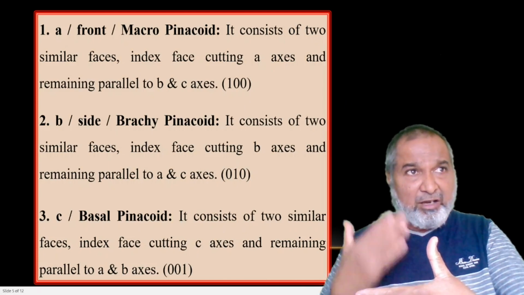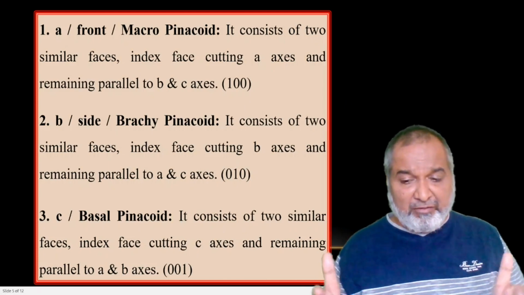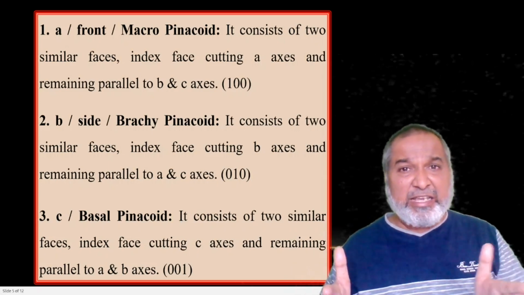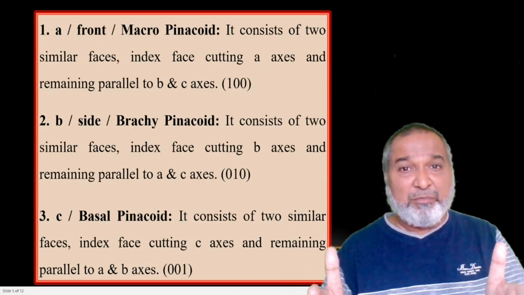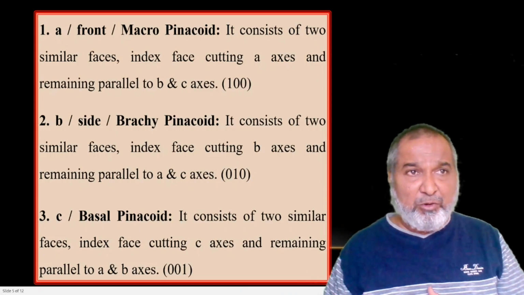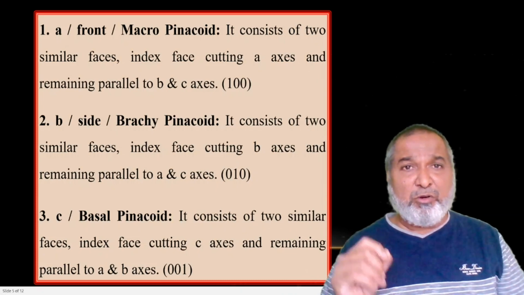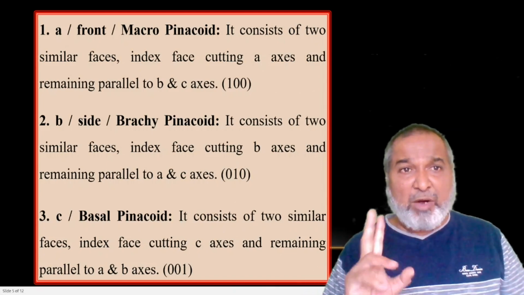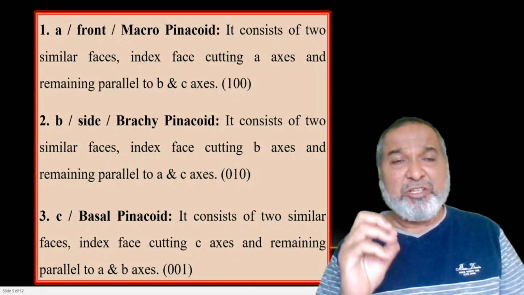A front oblique, macropinacoid. Whereas B or side, it is parallel to which axis? A axis. So it is called the brachypinacoid, because A axis is a brachyaxis. A pinacoid 100, B pinacoid 010, C pinacoid 001. Remember, this is the basic definition.